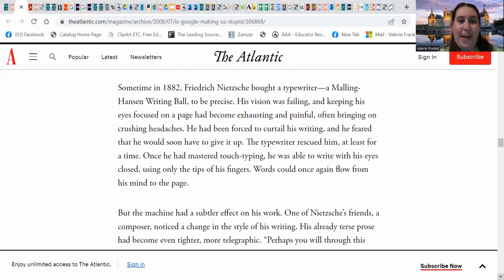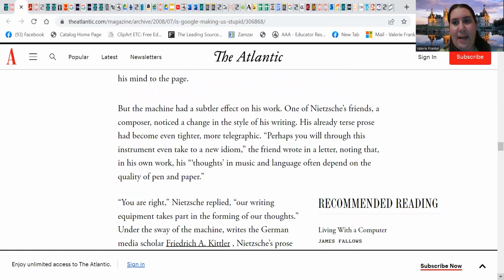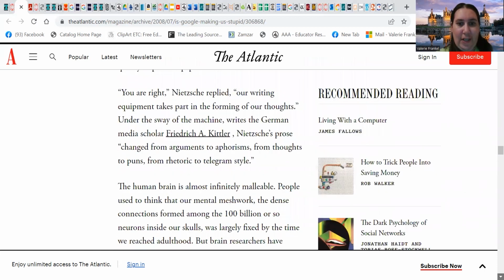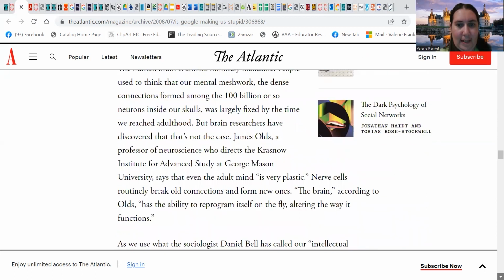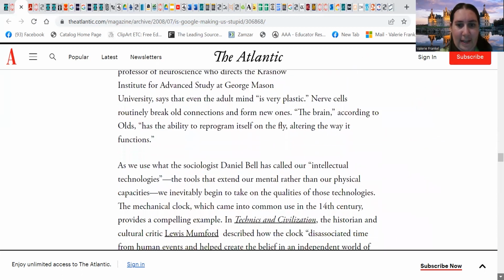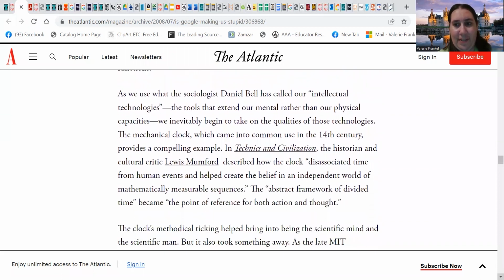Here are stories about how the typewriter absolutely changed how people wrote, and how other bits of technology have changed how we do things. The brain is very flexible. We're still making connections. We're still changing things. No, our brains are not set in adulthood.